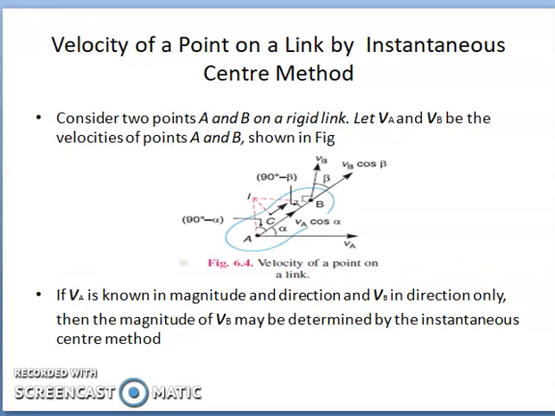Now we can see how to find the velocity of a point on a link by the instantaneous center method. This is a rigid link, and A and B are points on the rigid link. Suppose I know the velocity of the point A in both magnitude and direction, whereas the velocity of B, VB, is known in direction only. Then I can determine the magnitude of the velocity VB by the instantaneous center method.